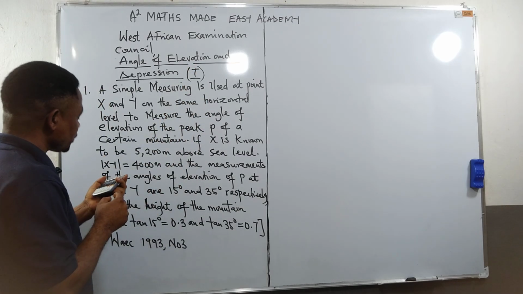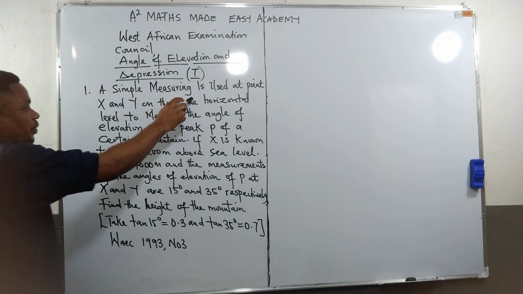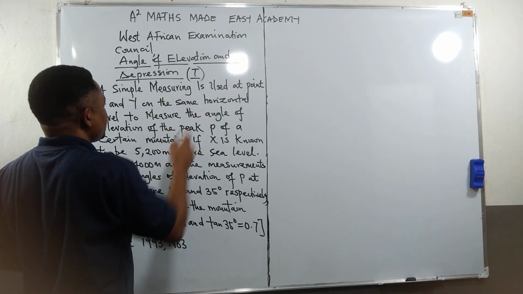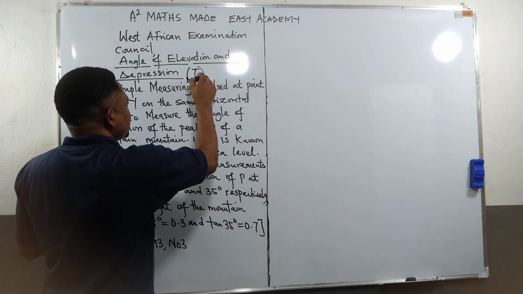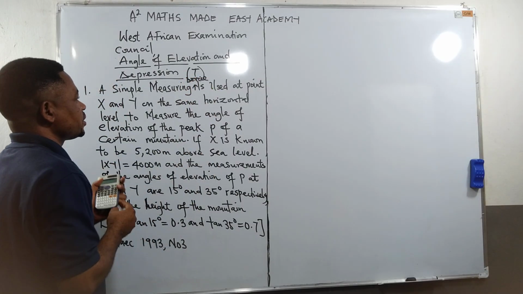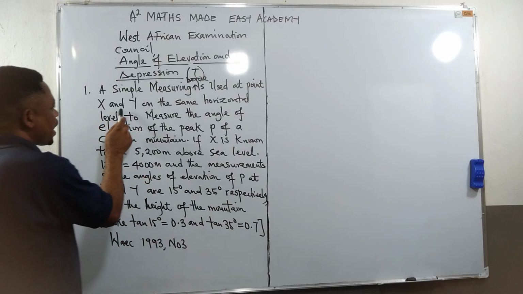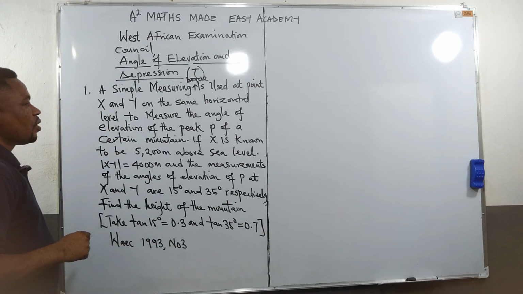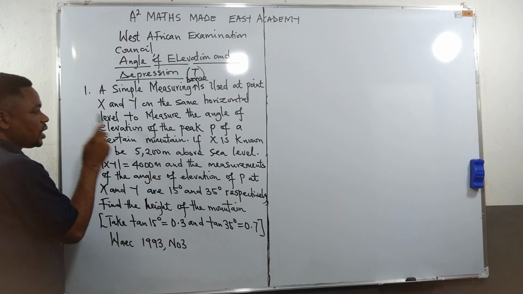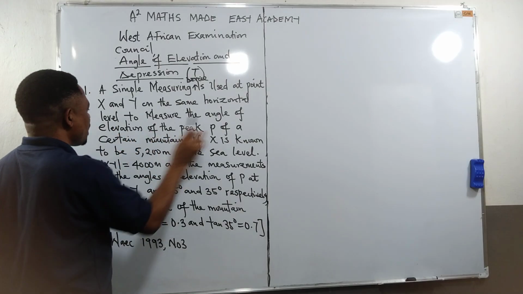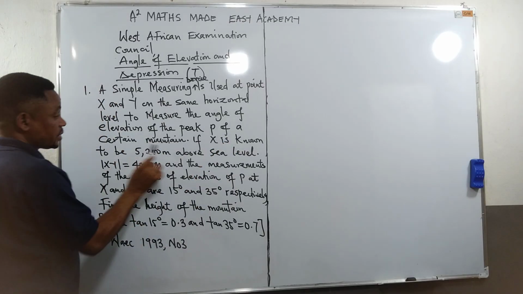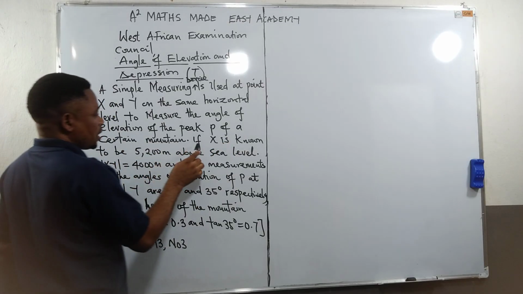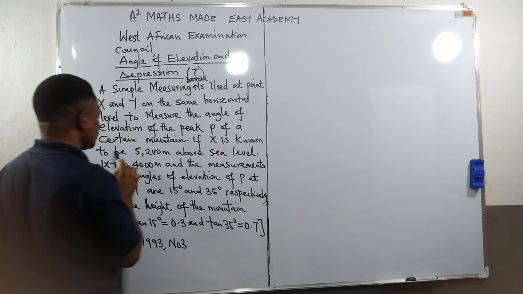Now, the question says, a simple measuring device is used at points X and Y on the same horizontal level to measure the angle of elevation of the peak P of a certain mountain.